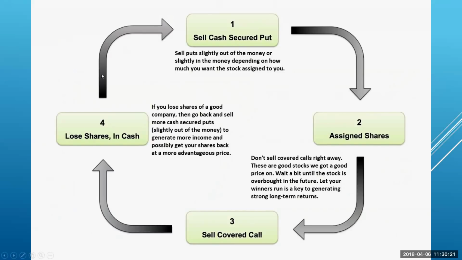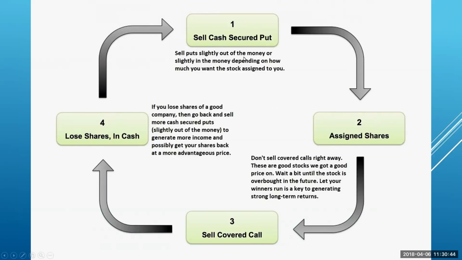And then here's kind of a cycle that I follow. Yes, you can sell a cash secured put in an IRA as long as the cash is in the IRA. That's why it's cash secured. You don't need any margin to do this. So here's the cycle that I follow. Sell a cash secured put.